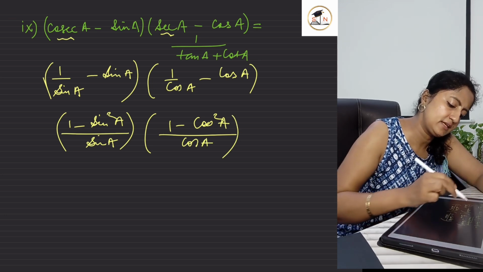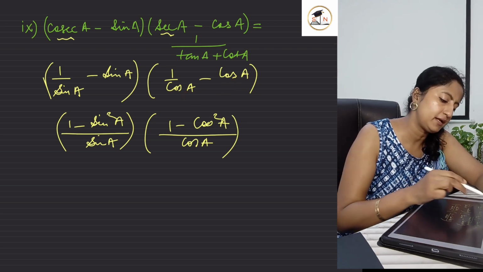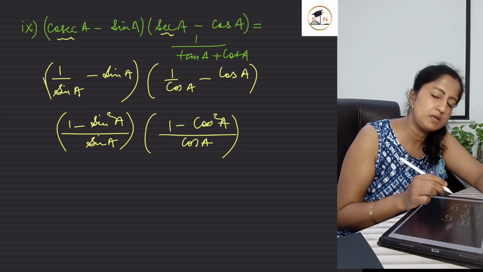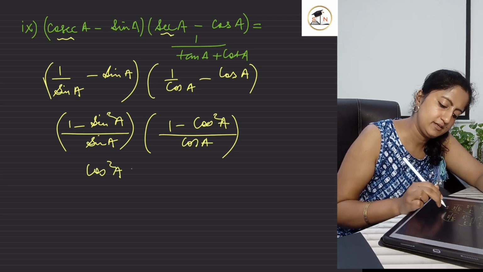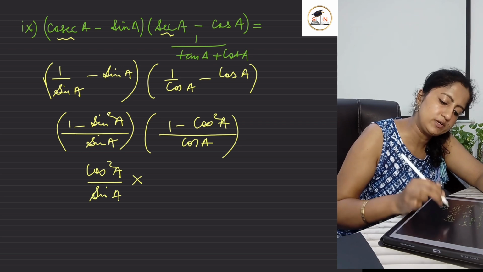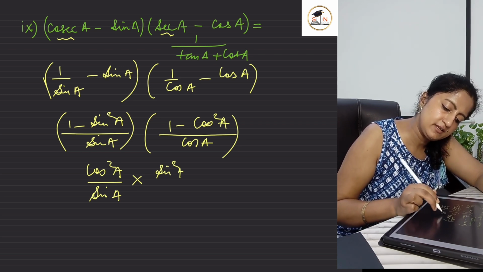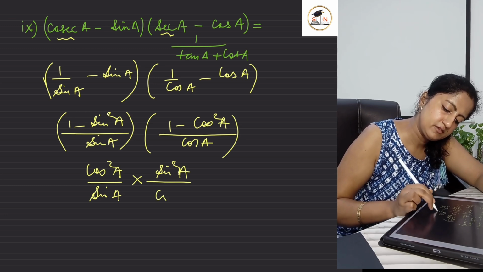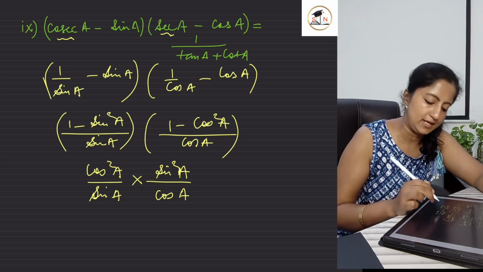Because when you take the LCM, the sines will get multiplied, the cos will get multiplied. Okay, now what is 1 minus sin square a? That is cos square a over sin a, into what is 1 minus cos square a? That is sin square a over cos a. We can easily see things are about to cancel out.